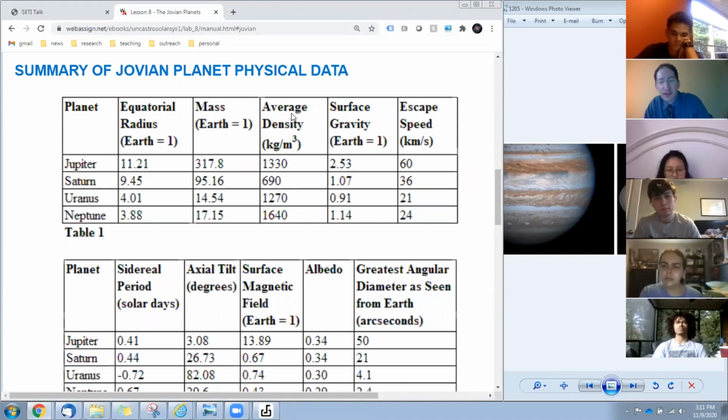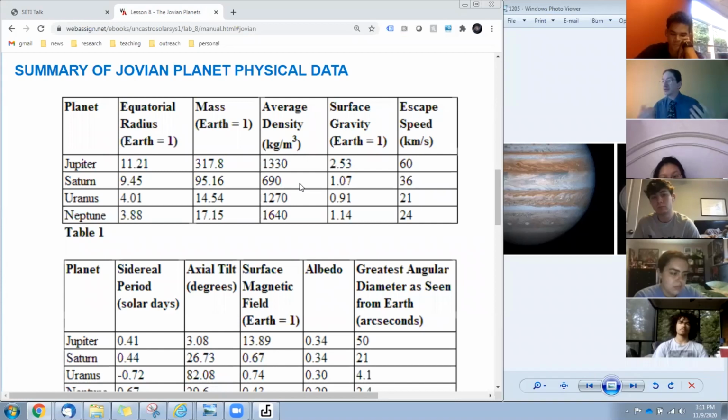And so then we can calculate our three favorite things: average density, m over r cubed; surface gravity, m over r squared; and escape speed, square root of m over r. And we see with the average density, it's still in the ballpark of 1,000. It's a little bit on the low side. And so the gas is not super compressed. It's a little bit more spread out.